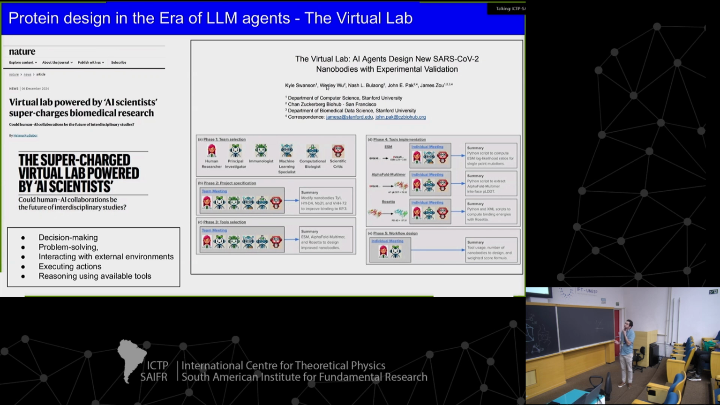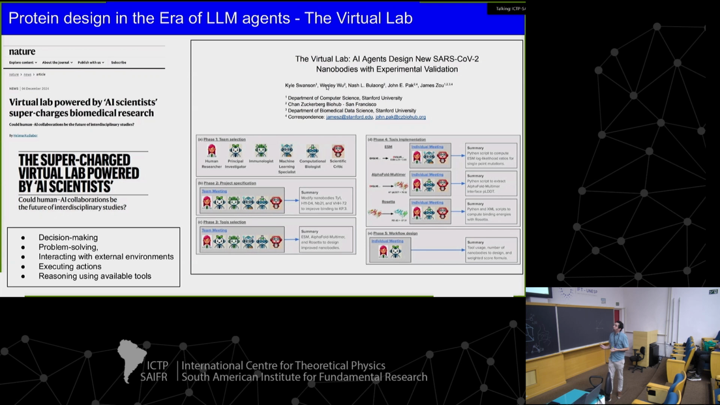So these are the phases of the project of design a nanobody to the SARS-CoV-2. You have, for instance, in phase 1, the human. The models will not create the idea. Maybe they can, but in this case, they will not create the idea. Oh, let's design a nanobody against SARS-CoV-2. No, the human will do this.